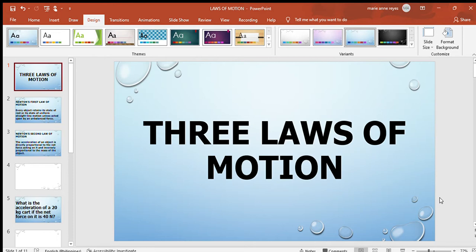Now we are done last meeting with the speed, velocity, and acceleration. And for now, we will proceed to the three laws of motion. So in our previous sections, you learned how to describe motion in terms of distance, time, velocity, and acceleration.